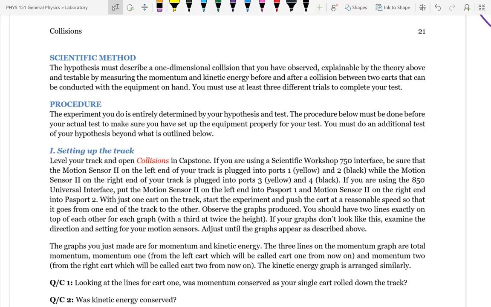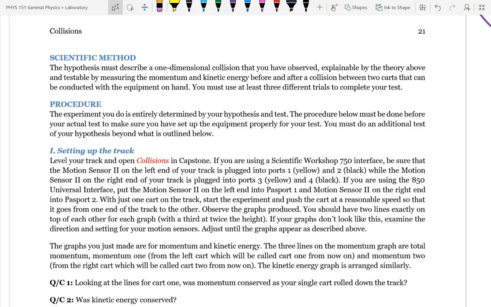In the test, you need to specify what your specific experiments are going to be. So I'm going to have two carts, and I'm going to have cart A have this mass and hit cart B that has this mass, and B will have this initial speed compared to A. Specify what you're going to do for your collisions.